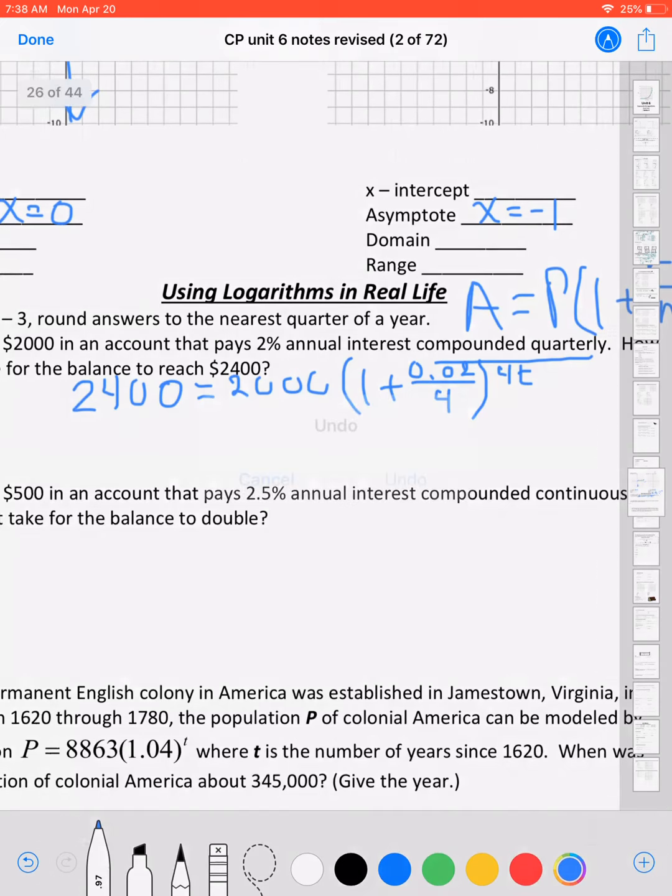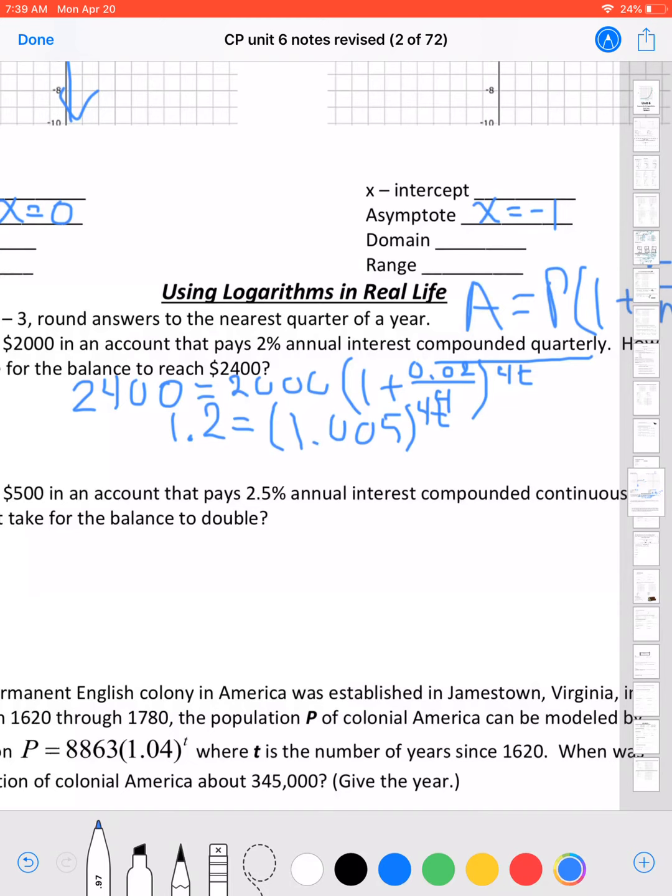You could guess and check. That's what a lot of people do, is they try to guess and check. That's fine. Or you can solve for t. For example, you can divide by 2,000 on both sides, which should give you, and again, you can always check this in the calculator. I'm just trying to do it fast. 1.2. I took 2,400 divided by 2,000. Here, 0.02 divided by 4 is 0.005. So it'll be 1.005 to the 4t. You're going to almost always get decimals for time.